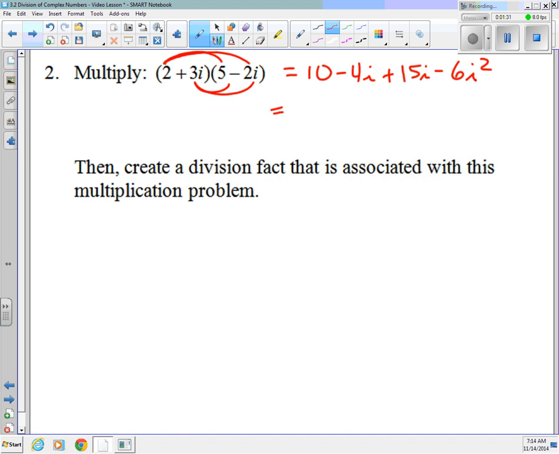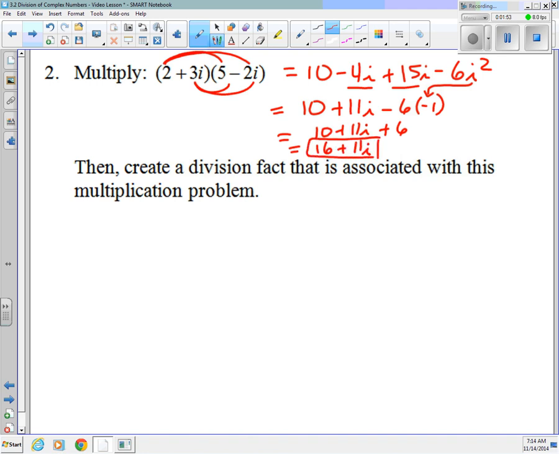And we learned that this can be simplified. So this is 10 plus, minus 4i and plus 15i is plus 11i. And minus 6i squared is minus 6 times negative 1, since i squared is negative 1. And we get 10 plus 11i plus 6, which is 16 plus 11i. So I know that 2 plus 3i times 5 minus 2i is 16 plus 11i.